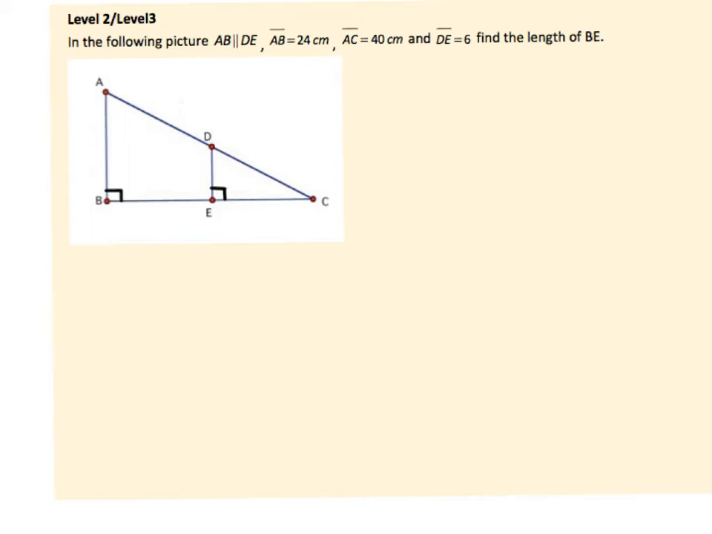Okay, hopefully you were able to say you can see two triangles, the large one and then the smaller one. Okay, so those are the two triangles we're going to be talking about here. Those two triangles are similar.